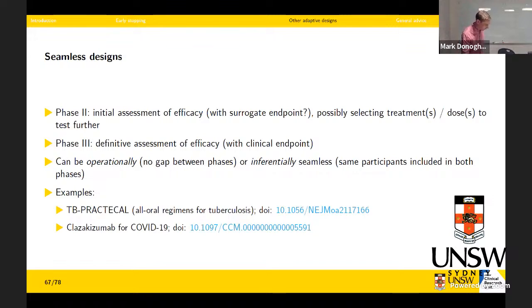This was inferentially and operationally seamless. So the patients were recruited to all 4 arms while they were still making that stage 2 decision. And those same patients were still followed up to 72 weeks, which is good. And it ended up showing that this selected regimen that made it through phase 2 was safer and more effective than the standard of care. So that's pretty good.